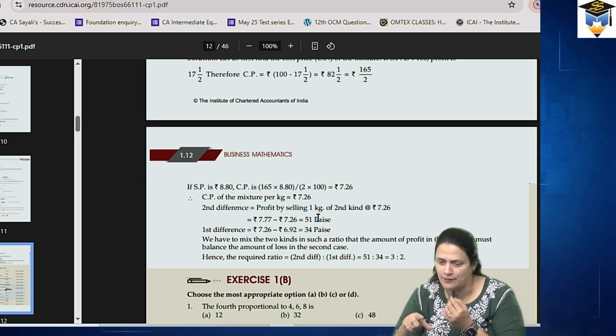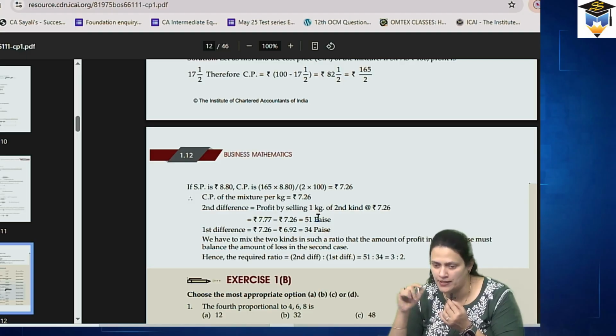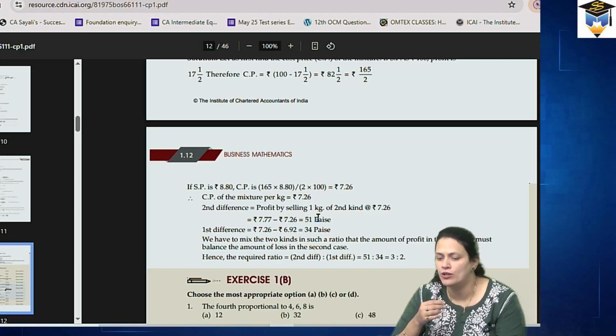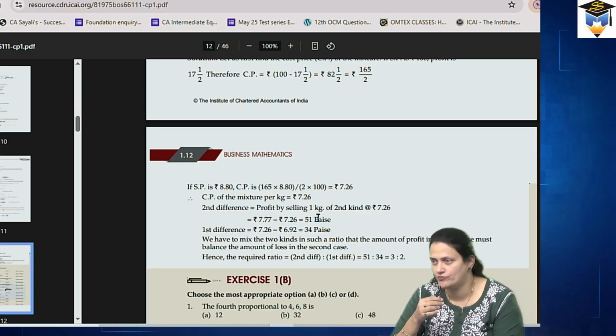So they have done the same thing. 7.77 में से 7.26 subtracted. So you get the answer as 51 paise. And 7.26 minus 6.92, answer is 34 paise. So which is greater? 51 paise. So the second difference is 51 is to 34 or 3 is to 2. That is our required ratio in the sum. Understood?